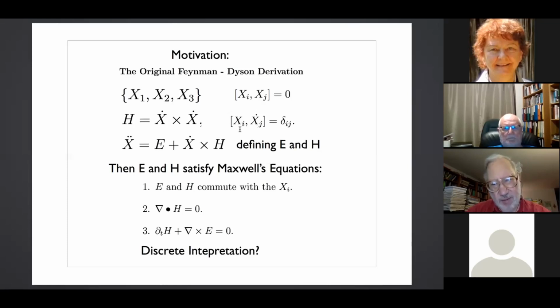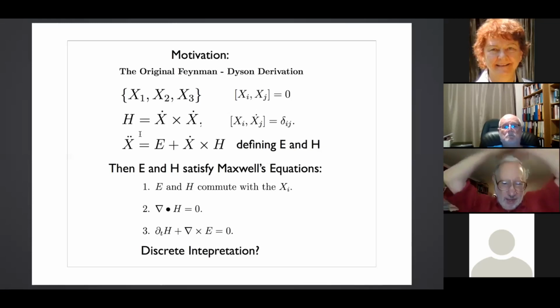And here it is going to be assumed, rather analogous to quantum mechanics, that the commutator of xi with xj dot is delta ij. That means xi commutator xi dot is one, but if j is different from i, it'll be zero. And then the acceleration, the second derivative, is decomposed into a field E and the cross product of x dot with H. And this defines E and H, and Feynman-Dyson proved that E and H satisfy Maxwell's equations.